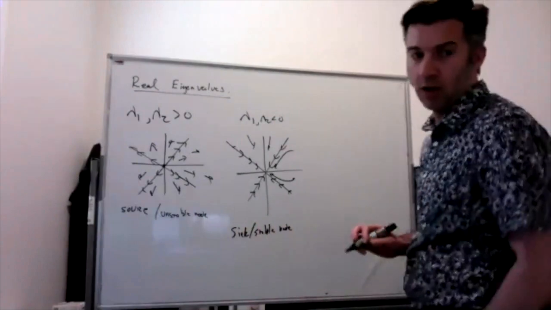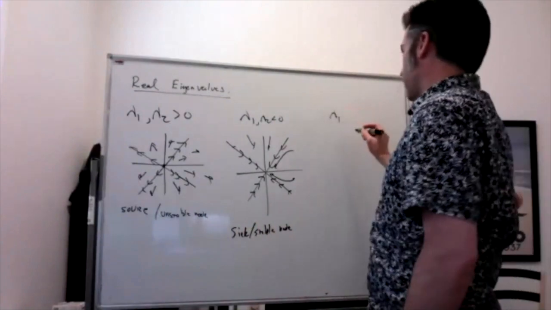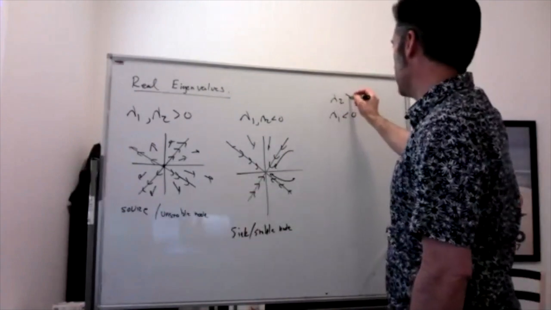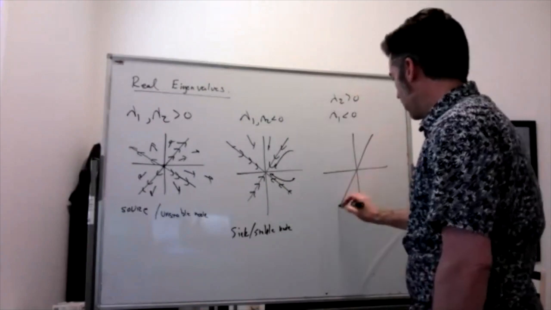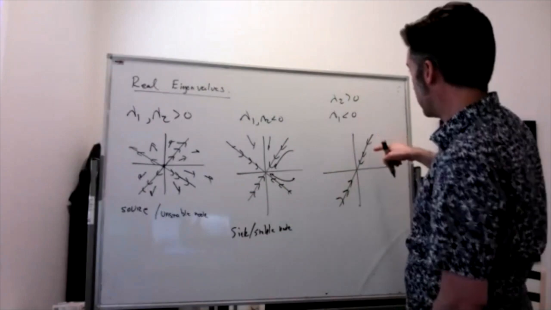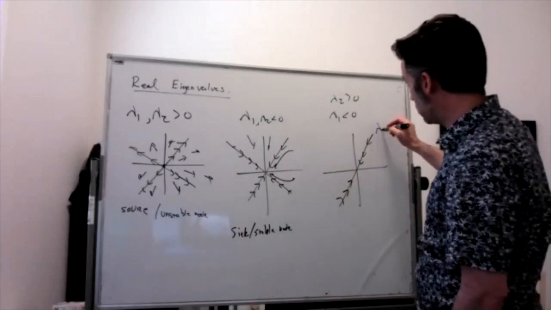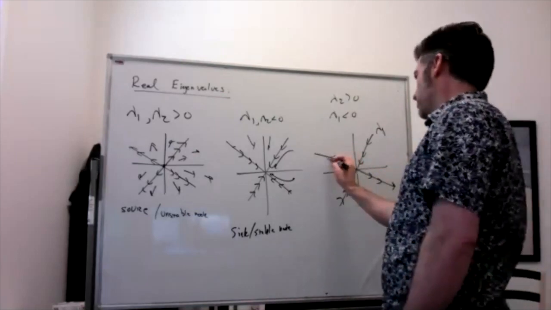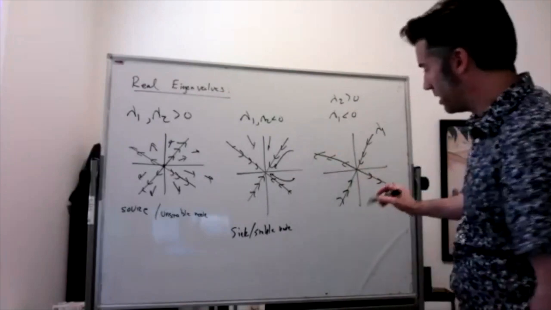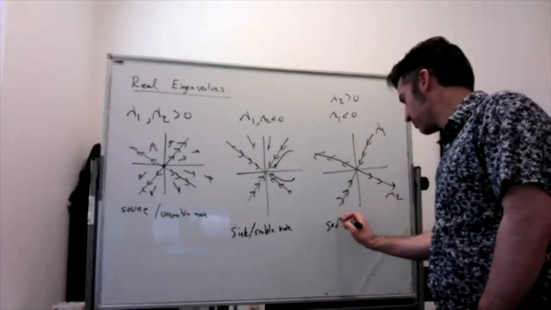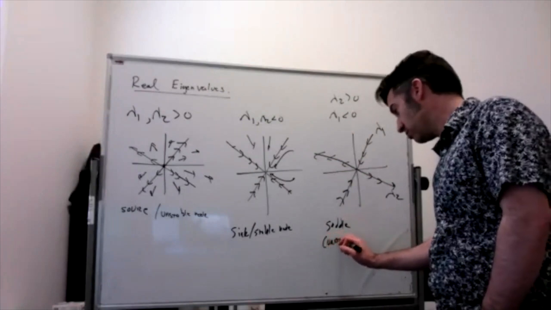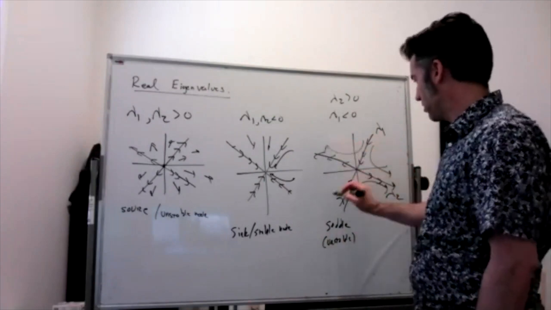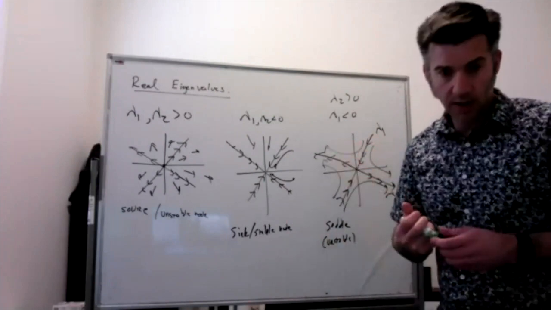And then finally, when you have opposite eigenvalues, it doesn't matter which is which, one of them is negative and one of them is positive. That's when you have one thing going inward, that's the negative one, so that's the eigenline for lambda 1, and another thing going outward. That's the eigenline for lambda 2. So in this case you have a saddle, which is unstable. So you have things going like that.